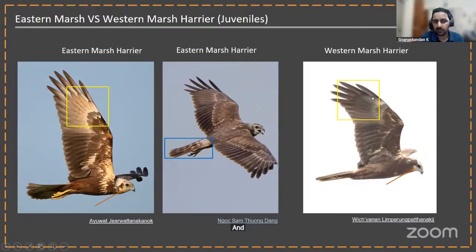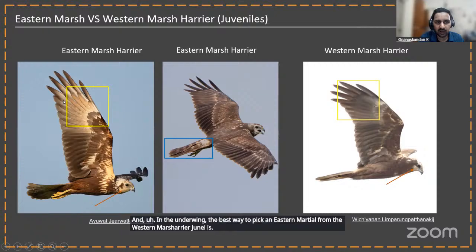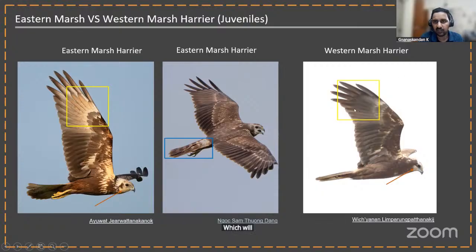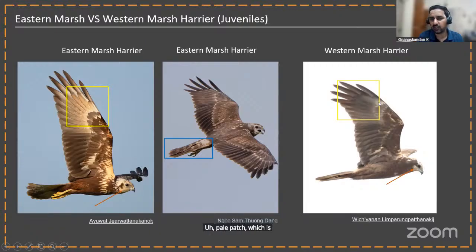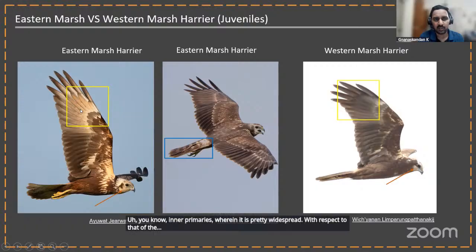And in the underwing, the best way to pick an Eastern Marsh Harrier from a Western Marsh Harrier juvenile is by looking at the base of the primary. The Eastern Marsh Harrier shows a big, broad, white primary patch at the base of the primaries, which will be missing in the Western Marsh Harrier. Some of the Western Marsh Harrier juveniles show a small pale patch, which is restricted to the base of the inner primaries, whereas it is pretty widespread in the Eastern Marsh Harrier.